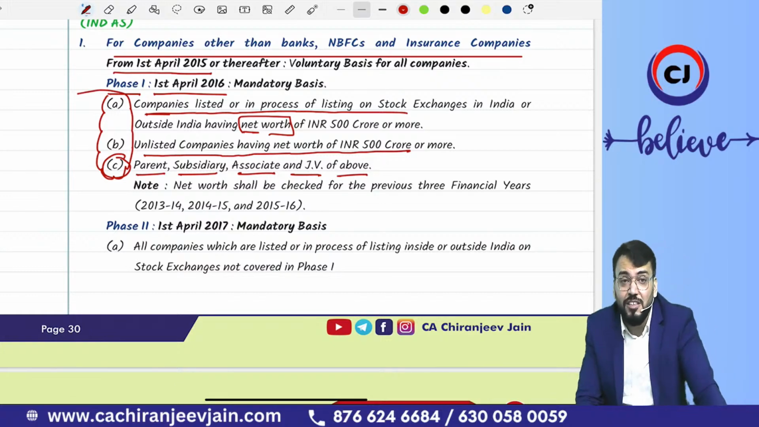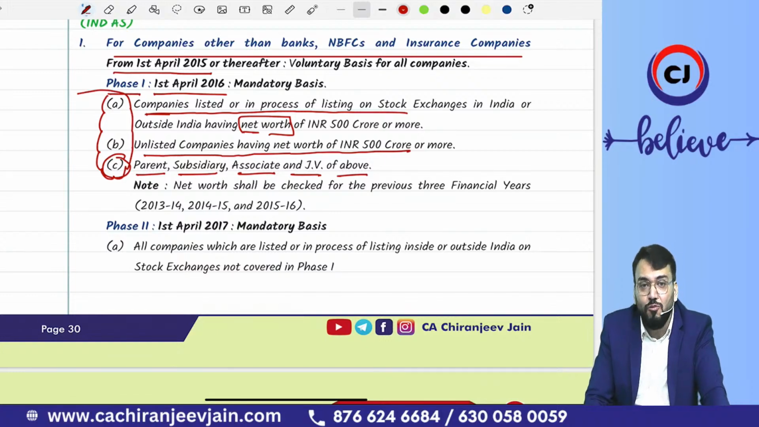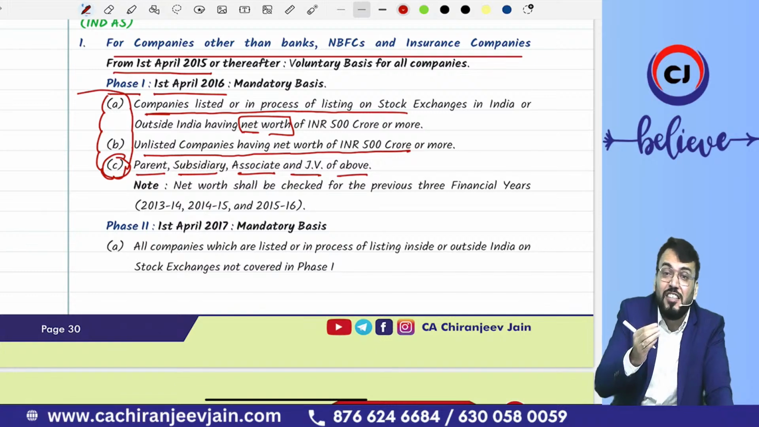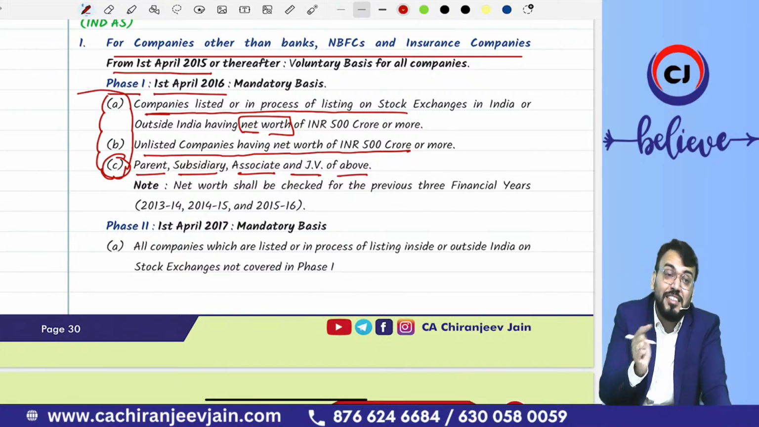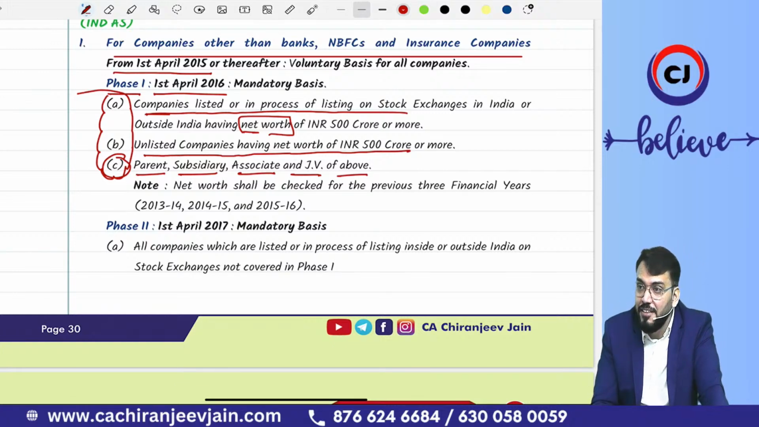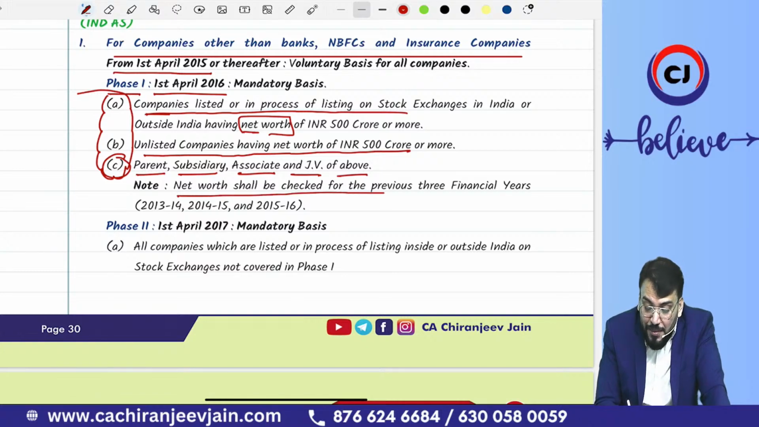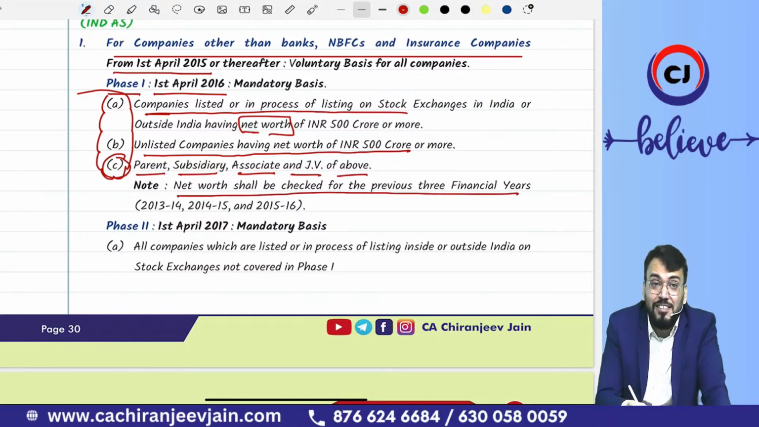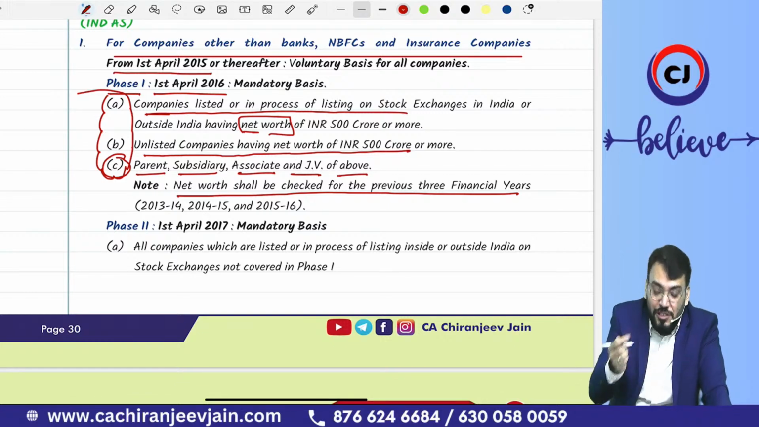Correct. Now one question arises, sir, net worth will be calculated on which date? What they are saying is, for the previous 3 financial years net worth will be calculated and checked whether it is exceeding the limit or not. Limit is what, 500 crore or more than 500 crore. So net worth shall be checked for the previous 3 financial years. So what is the date? 1st April 2016. So what are the 3 previous financial years? It will start from what?